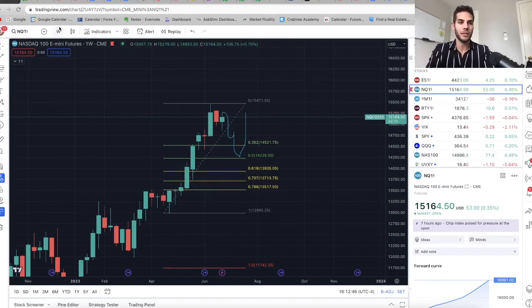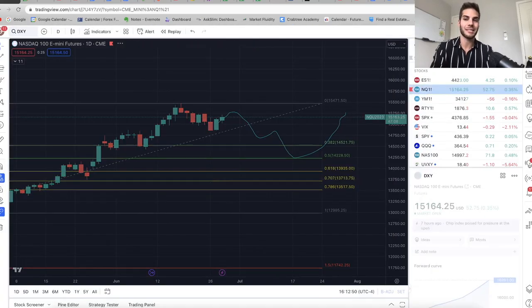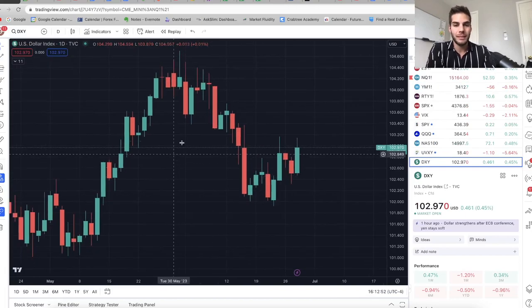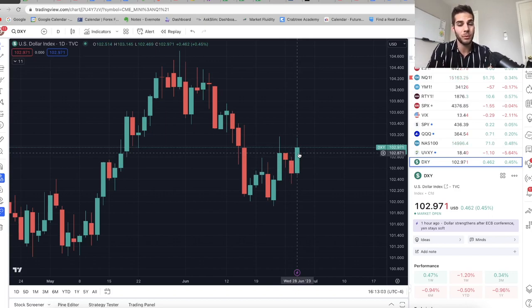Combining that with the dollar, I have been paying attention to the dollar. If we just go over to the market structure of DXY, this to me looks bullish. So we bottomed, we swept the low one more time, and then boom, pushed up, broke this swing high, came down for a retest, and are pushing back up. So to me, this looks really bullish for the dollar.